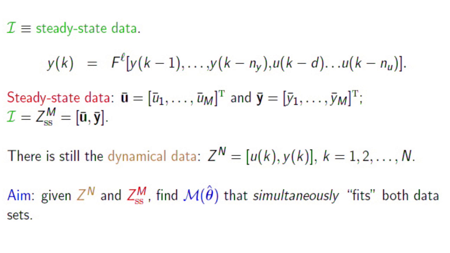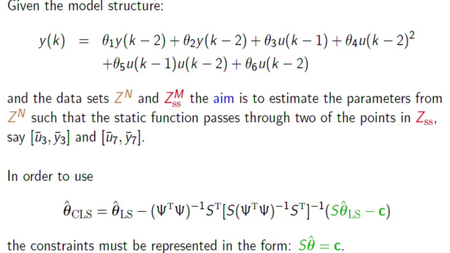I call these data Z steady state, size M, just to contrast the dynamical data Z, size N. Now, our aim is, given these two sets of data, I want to find a model that simultaneously fits both sets of data. So our example starts with a model structure. I assume that all those previous steps we mentioned yesterday have been solved. And now we want to find these parameters in such a way that this structure will fit these two sets of data as well as possible.